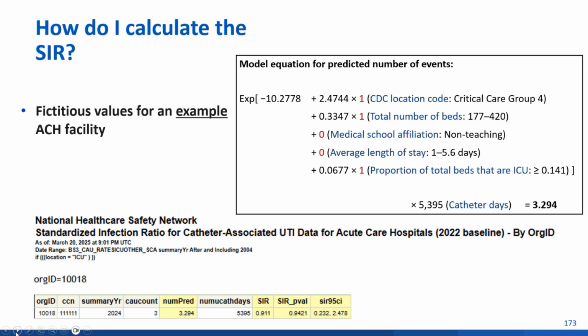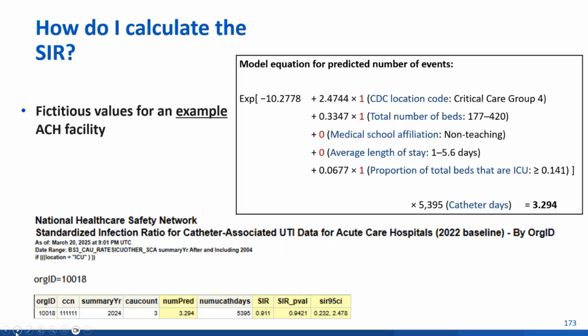So the standardized infection ratio, or SIR, is calculated by dividing the number of reported events by the number of predicted events. So in this case, we have 3 reported events and 3.294 predicted events. And that results in an SIR of 0.911. Since this value is lower than 1, it indicates that the fictitious facility had fewer catheter-associated urinary tract infections than expected when compared to the 2022 national baseline.